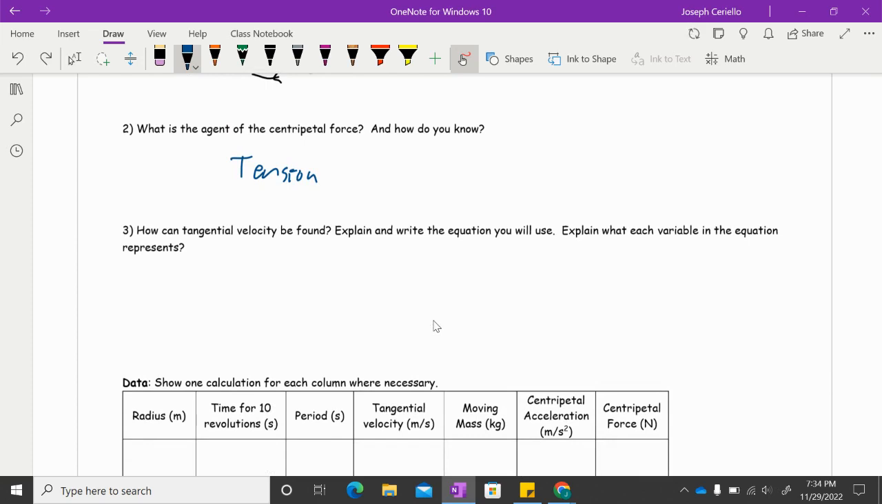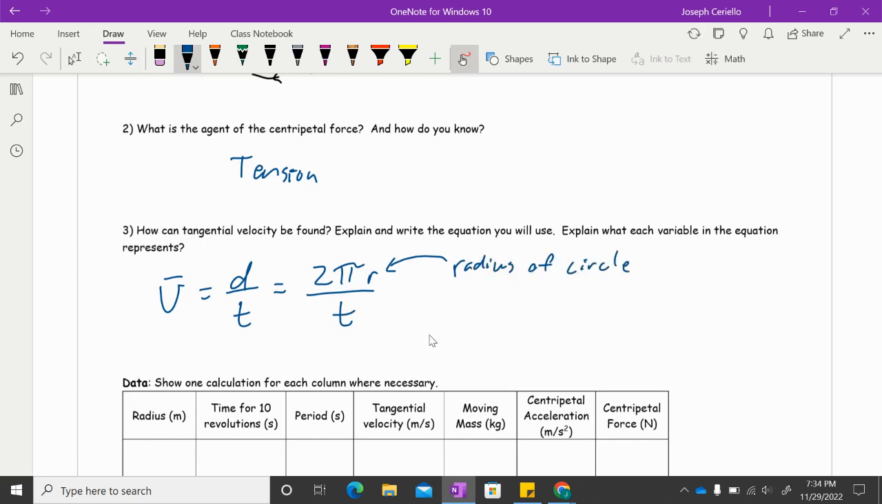Think about how we've done this before. You have an object spinning around in a circle. You know how long it takes to go around the circle, right? So if we use the equation, v equals d over t, the distance to go around a circle once is the circumference, 2 pi r. And the time to go around once is the period. I'll just call it T. So r would be the radius of the circle. And T would be time to go around once.